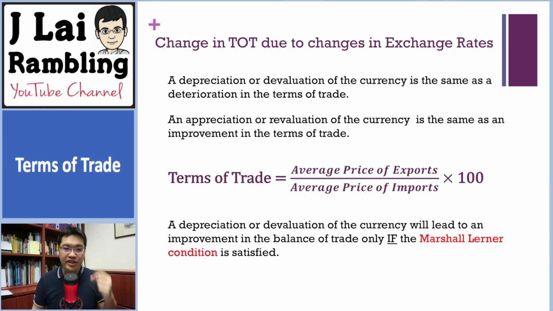Well, a depreciation or devaluation of the currency will only lead to an improvement in the balance of trade if the Marshall-Lerner condition is satisfied, which is the PED of imports plus the PED of exports is greater than 1. Okay, and if you want to know why this holds, please watch the video on the Marshall-Lerner condition.